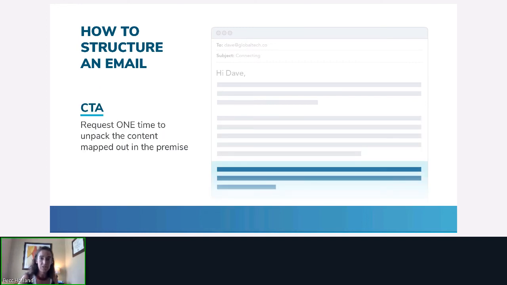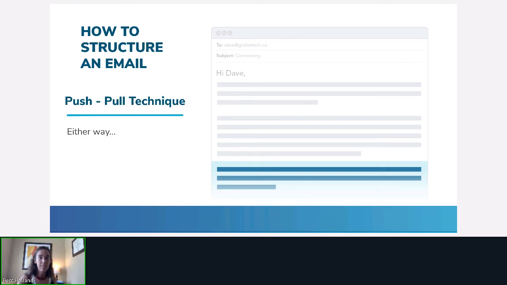The third line to the first email is going to be your CTA, where we request one time to unpack whatever it is we talked about in our email above. This should be one of the shortest lines, or the shortest line, in the email. And then we close with what I call the push-pull technique. So the push-pull technique is basically a way to balance your emails.